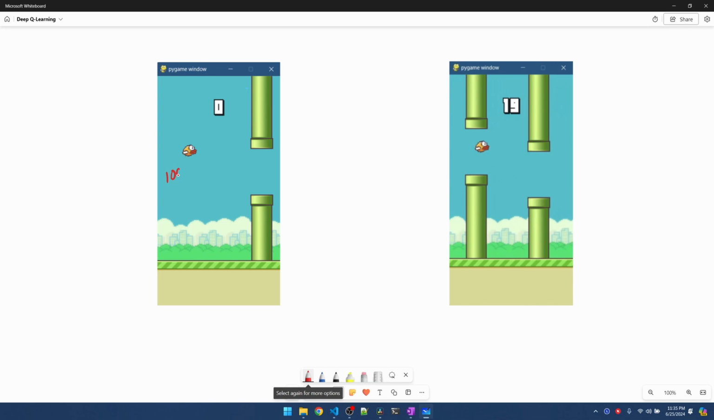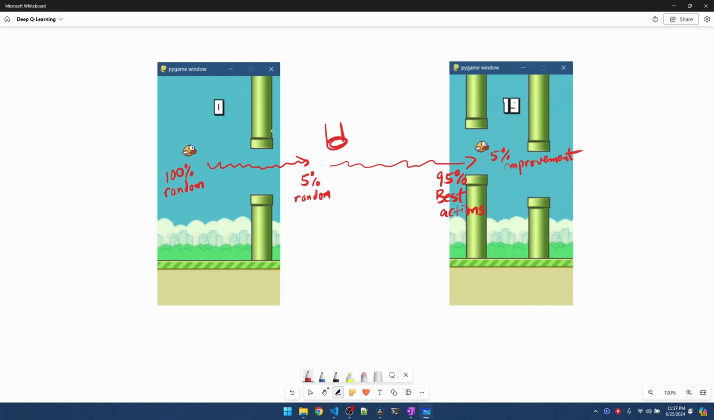At the beginning, the bird is spending 100% of the time on exploration, taking random actions. Around here, after the first pipe, I think this is where it uses up all the epsilon and it's only doing 5% random after the first pipe. So the rest of this way, it's spending 95% selecting the best actions, and it only has a 5% chance of finding an improvement. So as you can imagine, after the first pipe, the bird spends a whole ton of time trying to figure out how to get past the next pipe, and then after it gets past the second pipe, it spends a whole ton of time here, and so on. And that's why it takes so long to train.